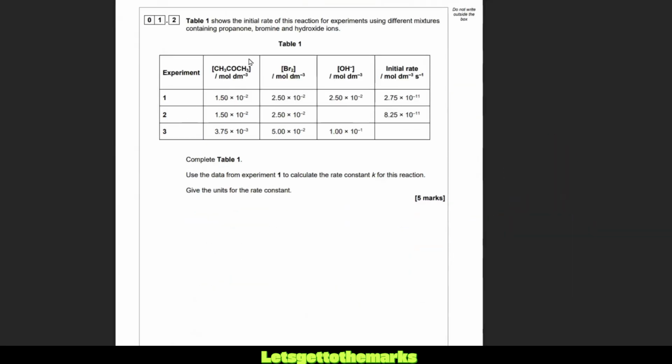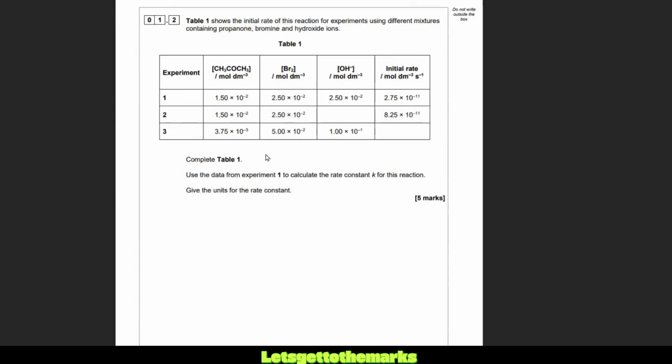5 marks, that's quite a lot for a question on the second part of the paper. 1.2: Table 1 shows the initial rate of this reaction for experiments using different mixtures containing propanone, bromine, and hydroxide ions. Experiment 1, experiment 2, experiment 3. You can see that with each experiment, they've changed one of the three reactants and measured the initial rate.